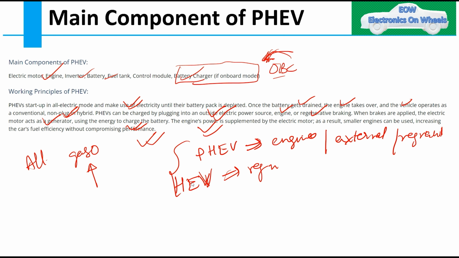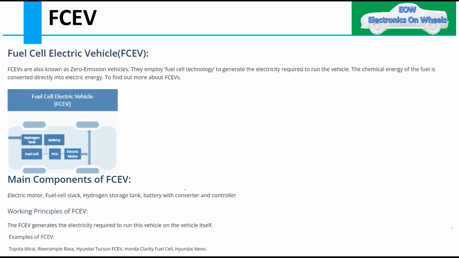I have seen many videos on YouTube where many people say that when you are using the ICE engine, you cannot have regenerative braking. But it is wrong. If you have a motor in your vehicle, either through a PHEV or through an HEV, you can use regenerative braking, where your motor becomes your alternator or generator, which can power your battery. Okay, so let's move to FCEV, that is fuel cell electric vehicle.